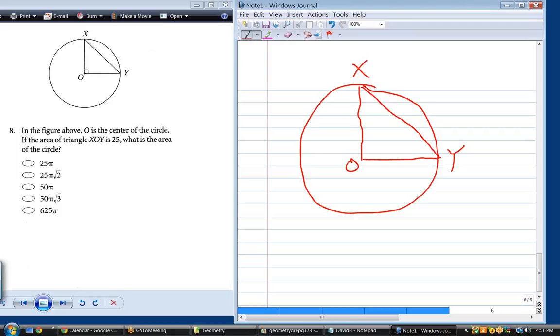So how would I figure out what's the formula for the area of that triangle? 25 equals 1/2 BH. Our ultimate goal here is to find what? The area of the circle.